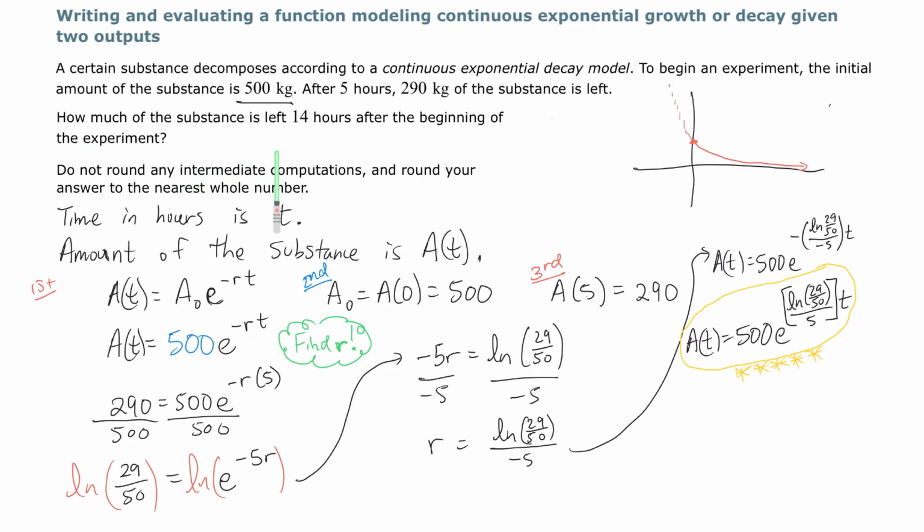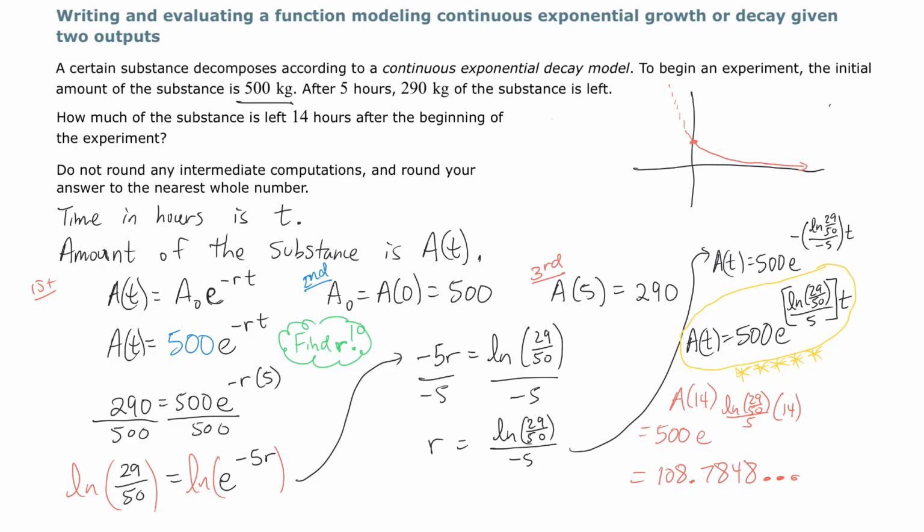How much of the substance is left 14 hours after the beginning of the experiment? In other words, can you find A of 14? Of course you can. All you have to do is plug in 14 for t and then make your prediction: e to the ln of 29 over 50 over 5 multiplied by 14. And then of course take your calculator and do your magic on your mathematical microwave. The decimal representation is 108.7848, and there are a lot more decimal places after that.